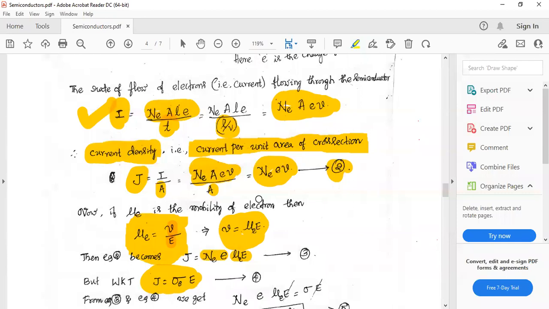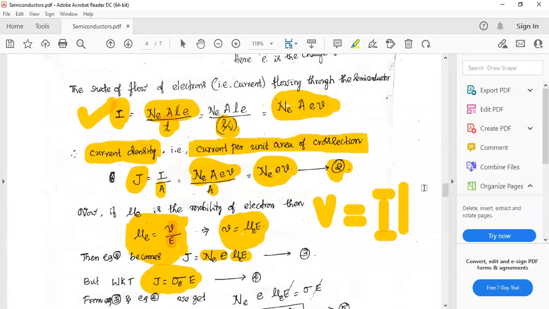This is actually derived from the regular Ohm's law. I hope you all know the equation which relates voltage with current. What is that equation called? That is nothing but Ohm's law, right? V is equal to I into R. This Ohm's law can also be written as J is equal to sigma into E.